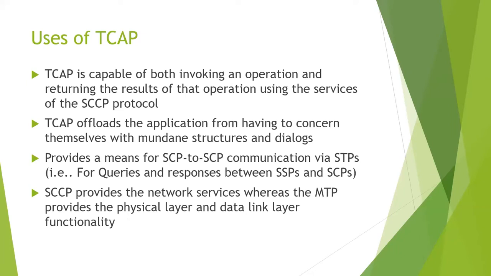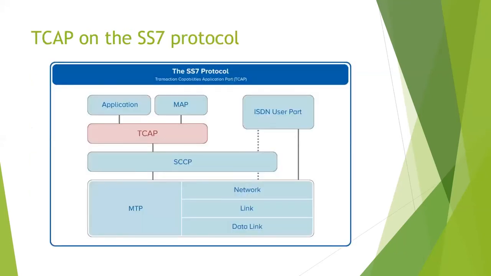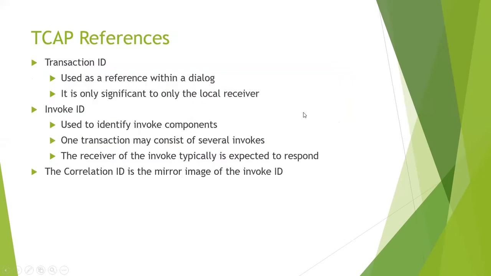TCAP also provides a means of SCP to SCP communication via SCPs, for example, for queries and responses between SSPs and SCPs. SCCP provides the network services, whereas the MTP provides the physical layer and the data link layer functionality. So as you can see in the diagram, TCAP is in the SS7 protocol on the application part of the OSI layer. So let's take a look at TCAP references.